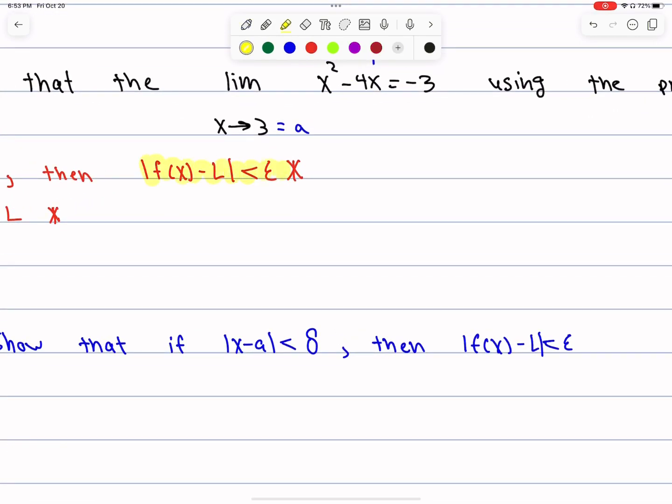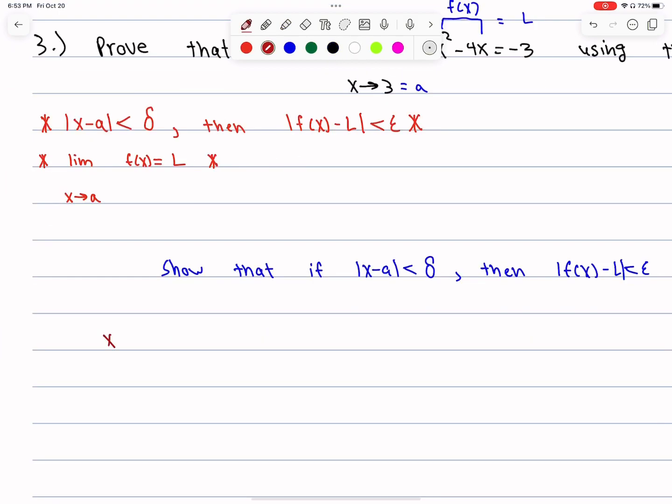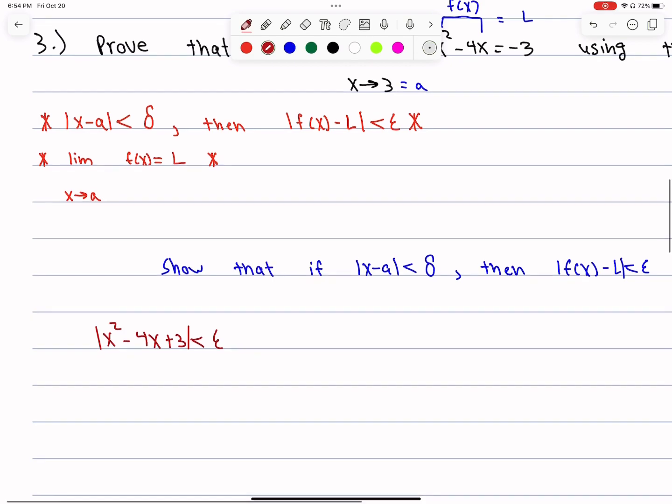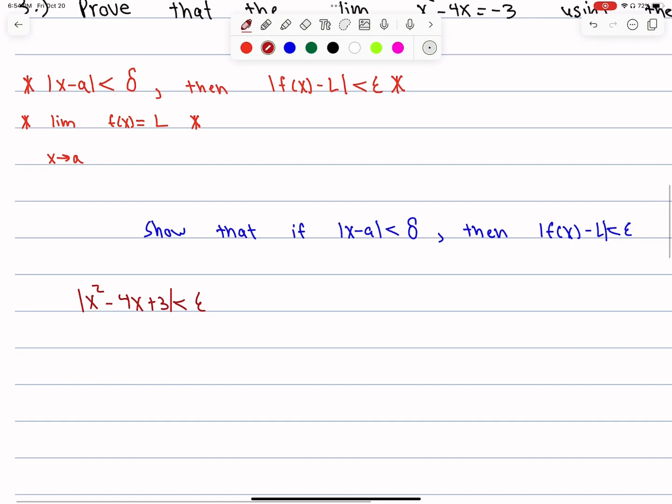So the next step of this problem would be to put the original equation into the form of the absolute value of f of x minus L is less than epsilon. So that is precisely what we do right here. We move the negative 3 to the left side of the equation, which gives you the absolute value of x squared minus 4x plus 3 is less than epsilon.